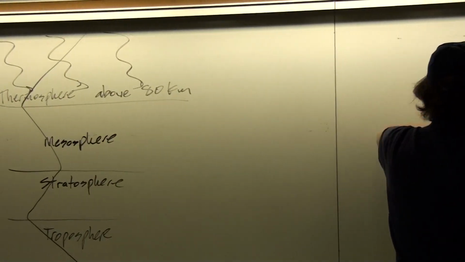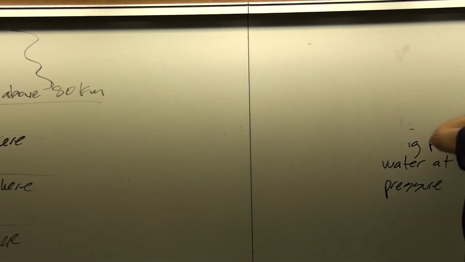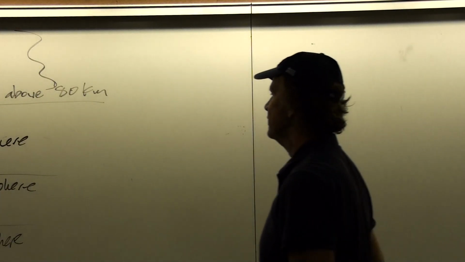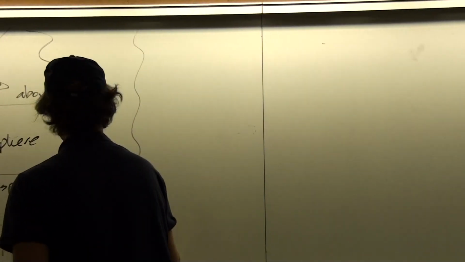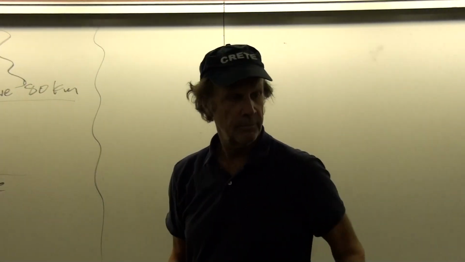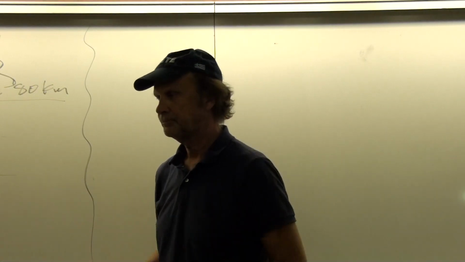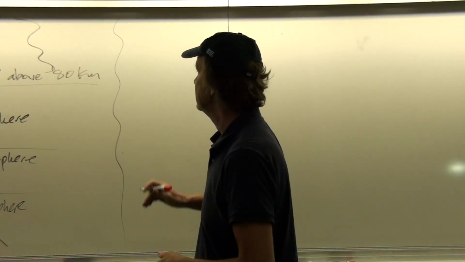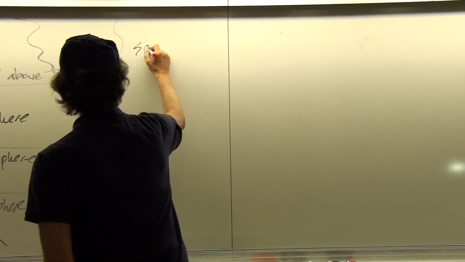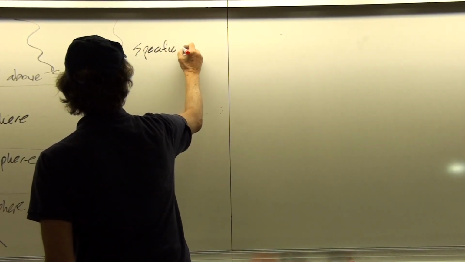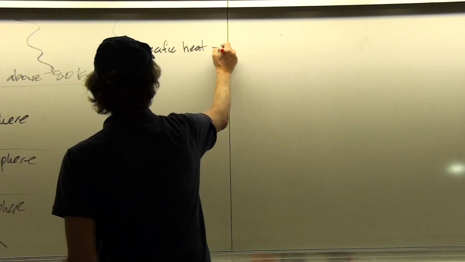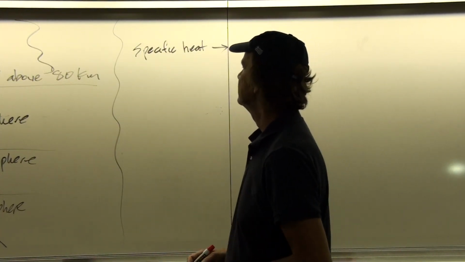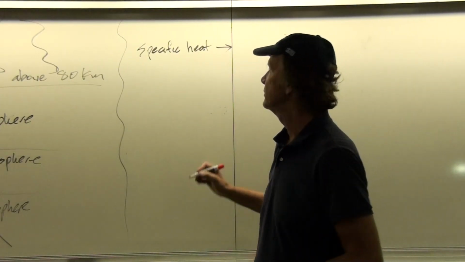Okay, next thing I wanted to talk about is some of the properties of matter that we need to understand in order to fully describe what's going on with the weather. And so one of these is called specific heat. So this is a measure of how hard or easy it is to change the temperature of a substance.